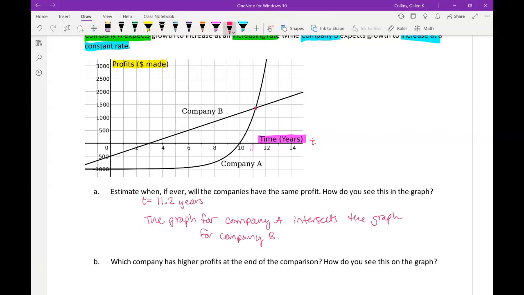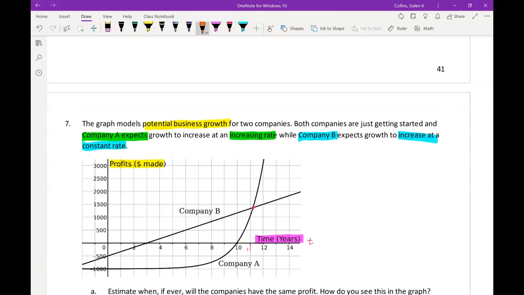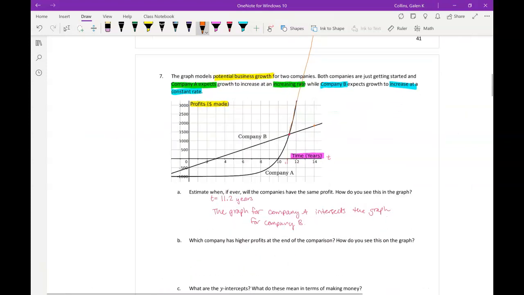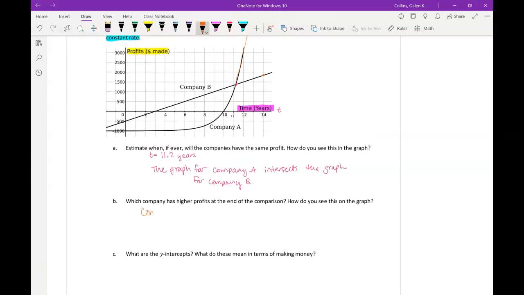All right, in part B, we are asked which company has higher profits at the end of the comparison. So if I go out to 14 years, I can't see company A's graph anymore, but look at their graph in the time we can see it. It gets really, really steep. So if I were to keep going at 14 years, it looks like they would have profit that is way greater than where company B is at 14 years. Company A makes it all the way up there. So the company that has the higher profits at the end of the comparison is company A.